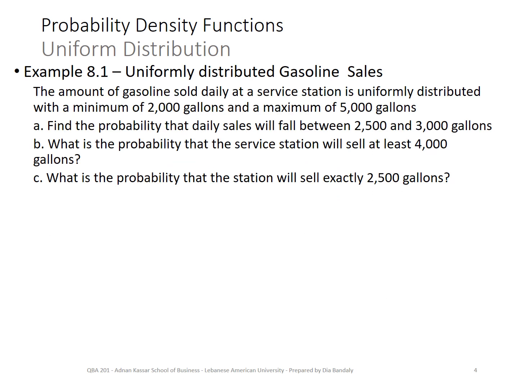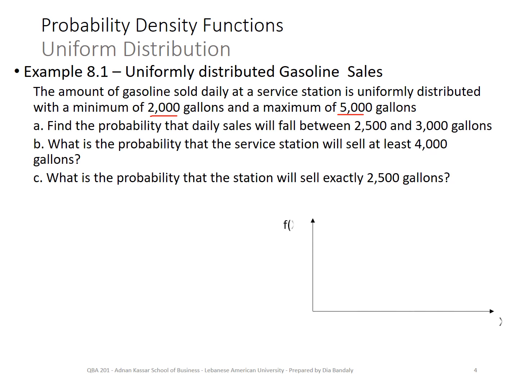So here is an example to illustrate the use of the probability density function when the variable has a uniform distribution, to find the probability of x being within any range. We're given that the amount of gasoline sold daily at a service station is uniformly distributed with a minimum of 2,000 and a maximum of 5,000. And we have different questions about different ranges of that variable.